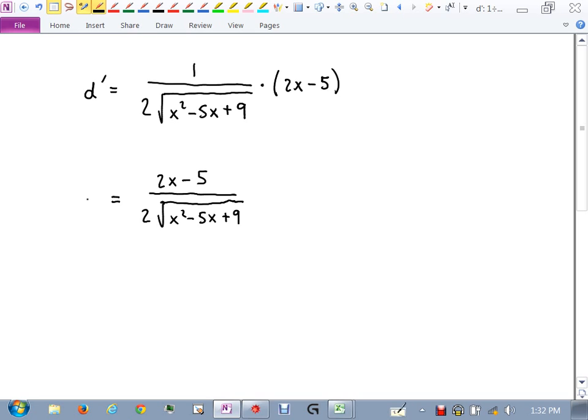And I would like to know when that's 0, right? Well, d prime is 0 only when the numerator is 0, and that only happens when x is equal to 5/2. Are there any other places where it's undefined? Is that derivative ever undefined? Ooh, is it? Ooh, is that ever undefined?